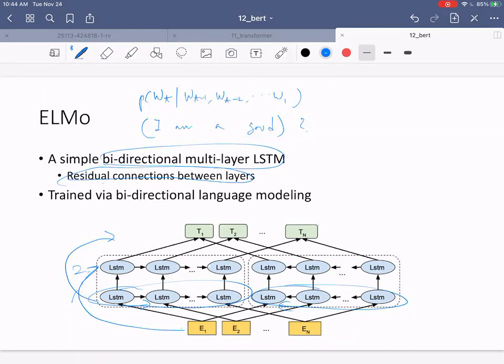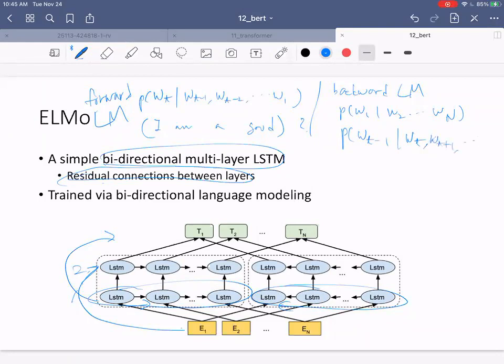So this is the forward LM, and you can have a backward LM, which is basically, what is W1 given its future, W2 all the way to WN? Actually, this is a specific example. It should be W(t-1) given Wt, I guess. Basically, you start from the end of the sentence, from W(t+1) all the way to the capital T at the end. You start from the last word, and then you move backwards.